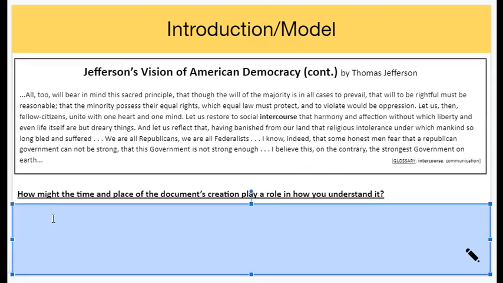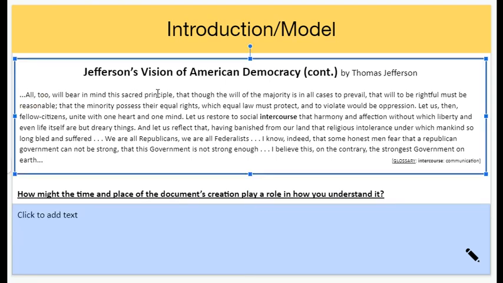So maybe if we listen to what Jefferson's saying, that may give us a hint about what was going on then. Okay, let's see. There's an ellipsis. That means it's a continuation. All will bear in mind this sacred principle, almost holy, a statement of belief, that though the will of the majority is in all cases to prevail, meaning that it will last and stay around, be there for a long time.